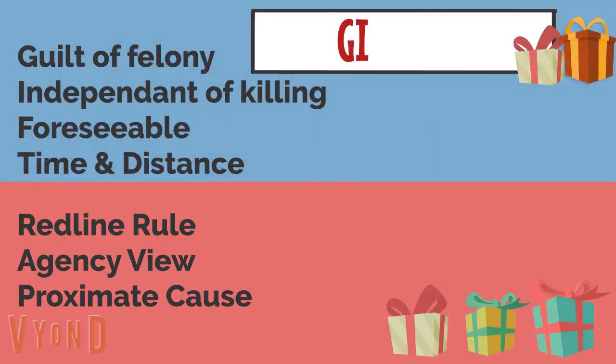In order to remember these limitations, we use the memory device gift wrap. G for guilty of the underlying felony. I for independence of the killing. F for foreseeability. T for temporary safety, or being far enough away from the crime that it is no longer considered part of the original actus reus. R is for the red line rule, the A is for agency view, and P is for proximate cause theory.